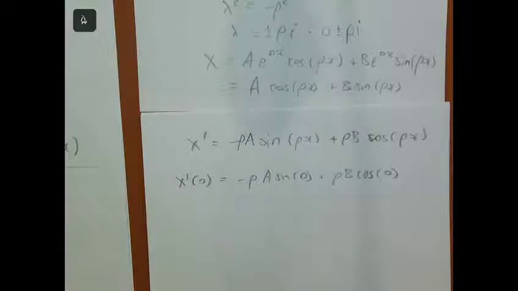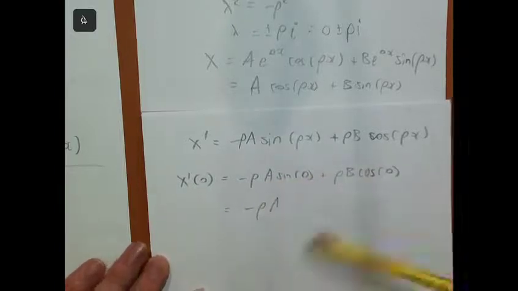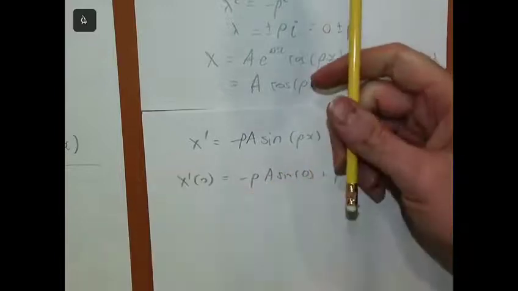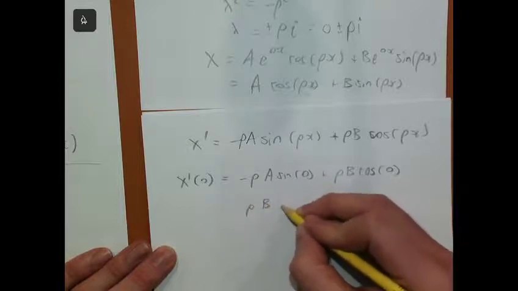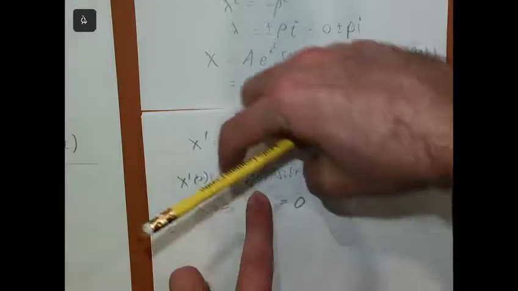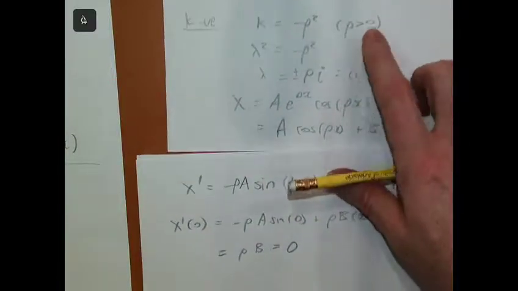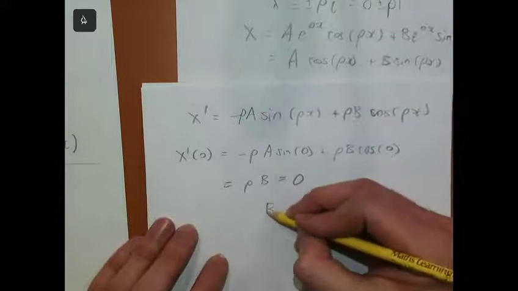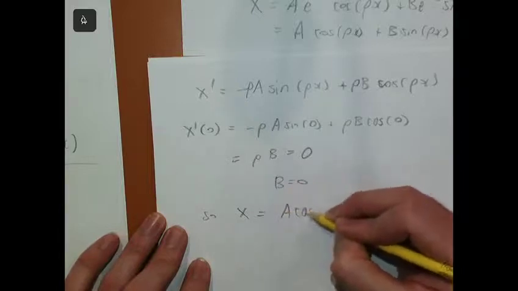Okay. And sine of 0 is 0 and cos of 0 is 1, so I get that minus rho b equals 0. So that's 0, that's rho b, and the answer is supposed to come out to 0. Now, rho is not 0. I said that back here. So therefore I can divide by it and I get b equals 0. So in fact, my x is just a cos rho x.